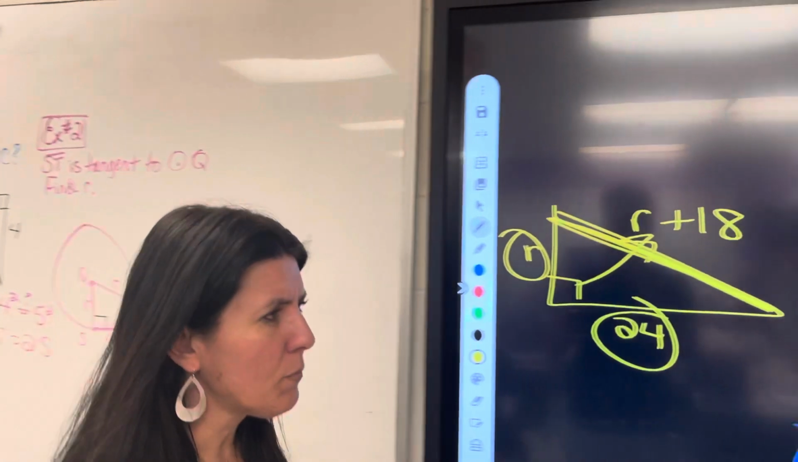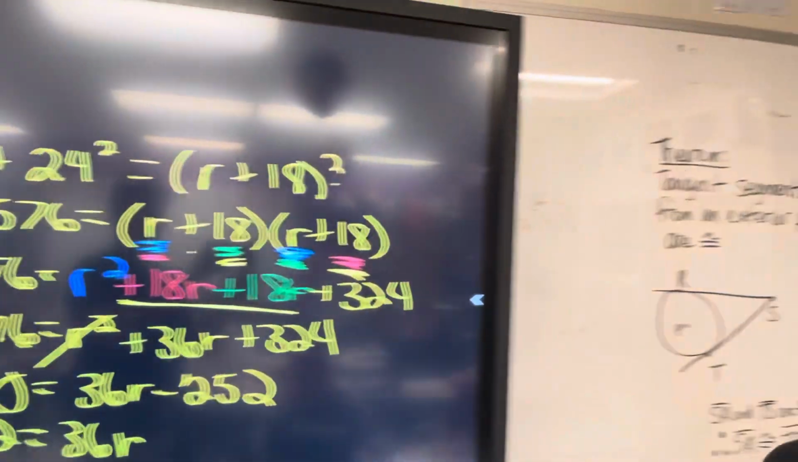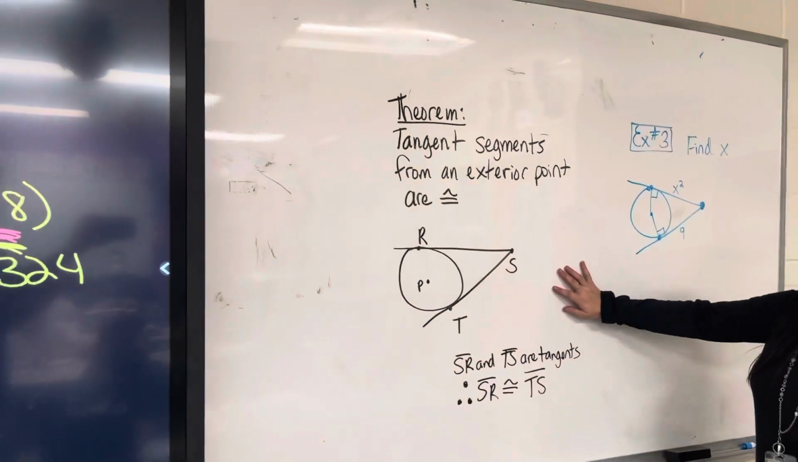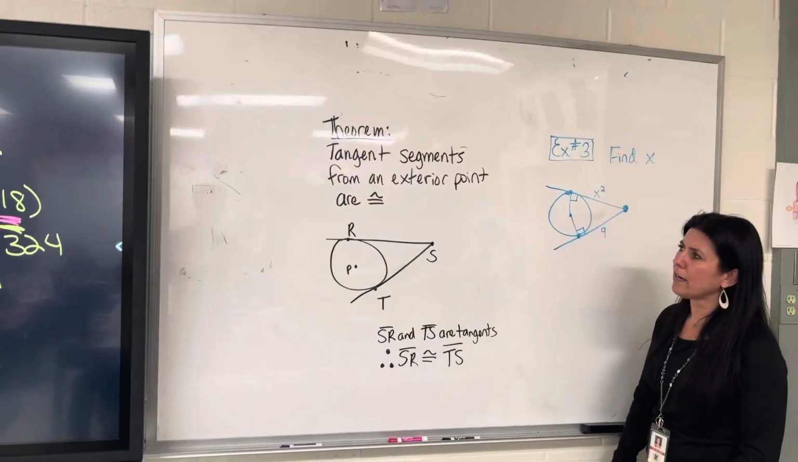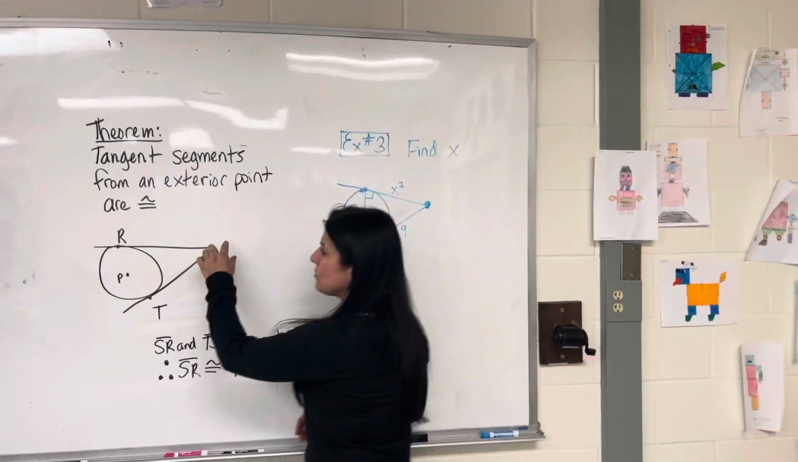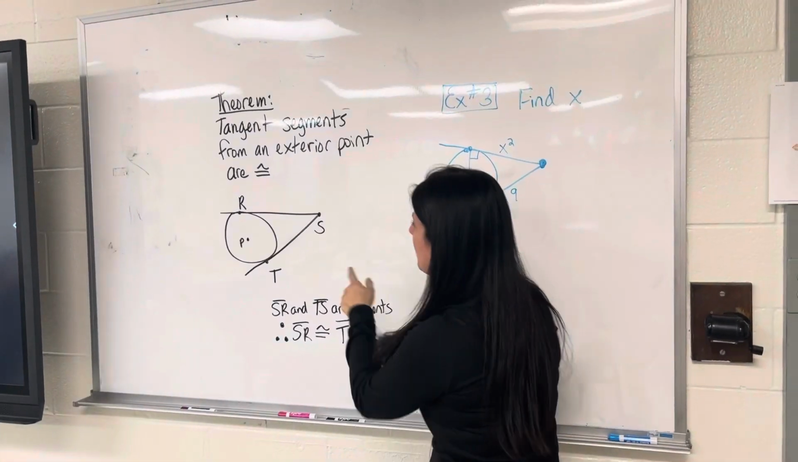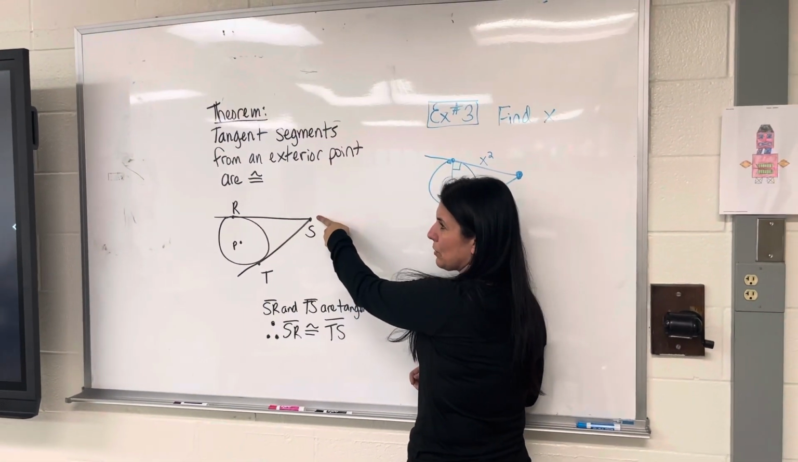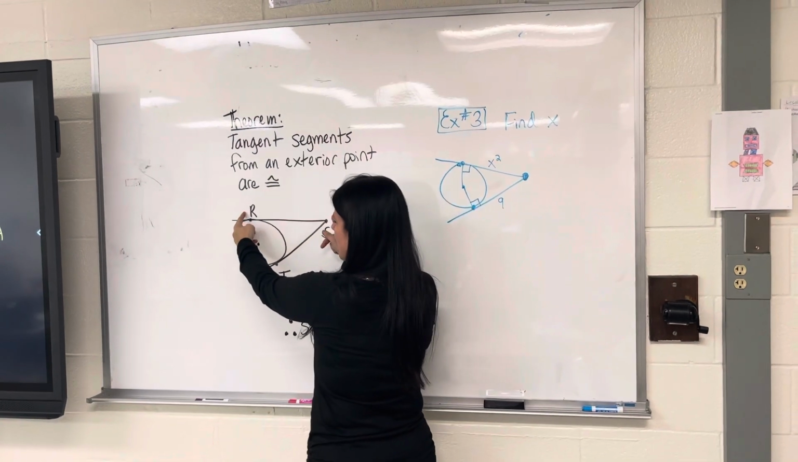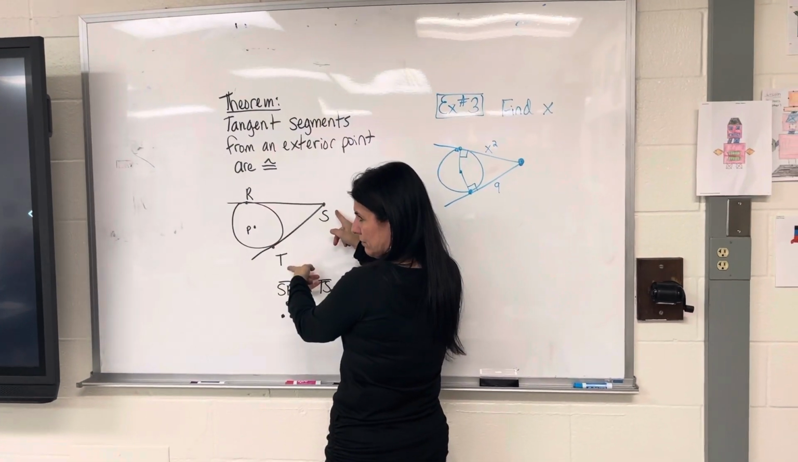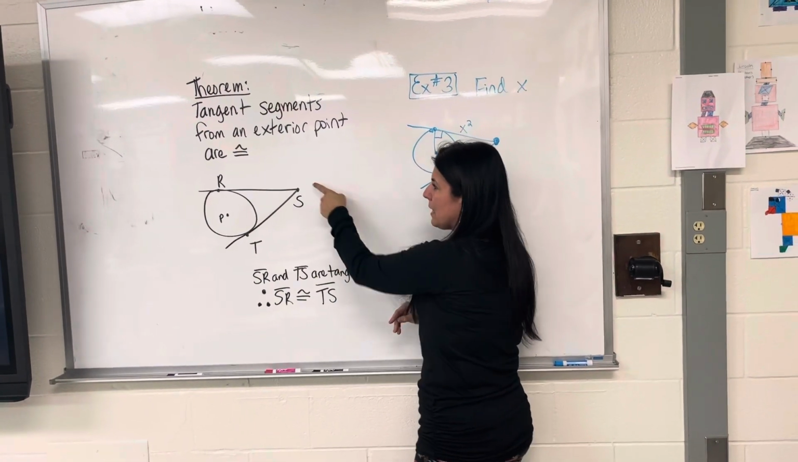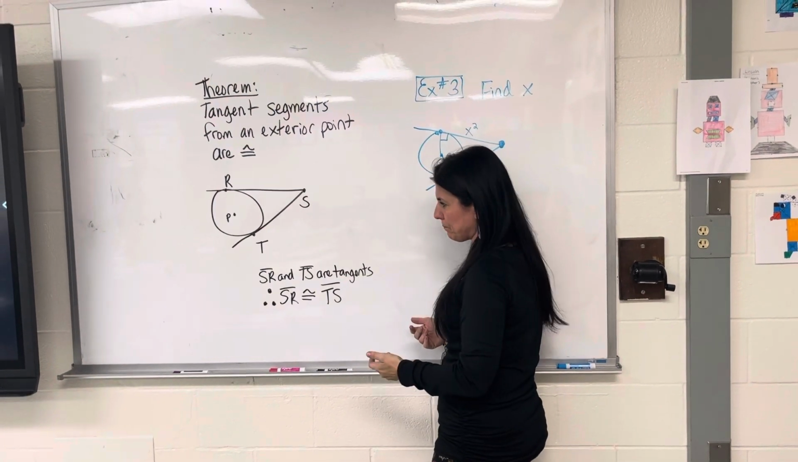Okay, one last example over here with our new theorem. This theorem says tangent segments from an exterior point are congruent. So these two lines, RS and TS, are tangent segments. Because they meet at an exterior point, that means that RS and TS are congruent. So two tangent lines that meet at an exterior point are congruent.